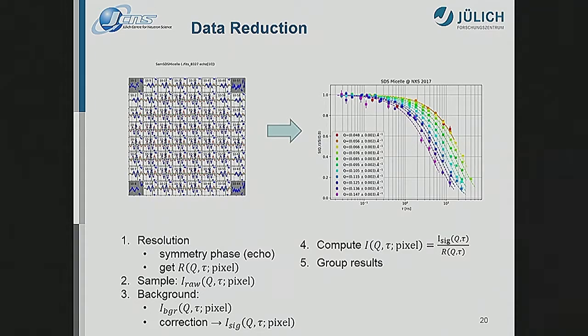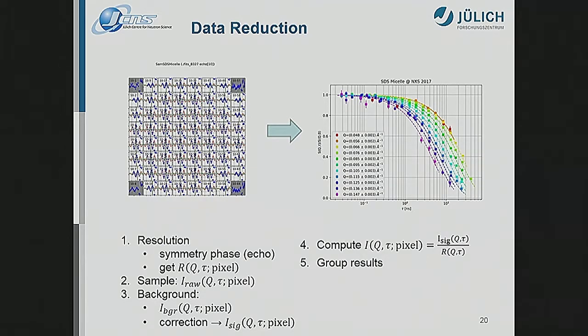This is actually the data that we took with the Monday group, so it's really fresh. We measure these echo groups for different pixels on our detector, and then they get converted to the final product, if you will, this S(Q, tau), and then here is the canonical procedure. So you first measure resolution for two things: to get the resolution itself, and also to get the symmetry phase. So make sure that you're scanning around the echo point. Then you measure your sample. You get the same thing.